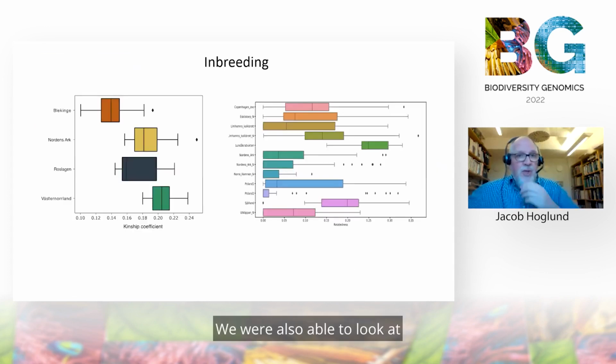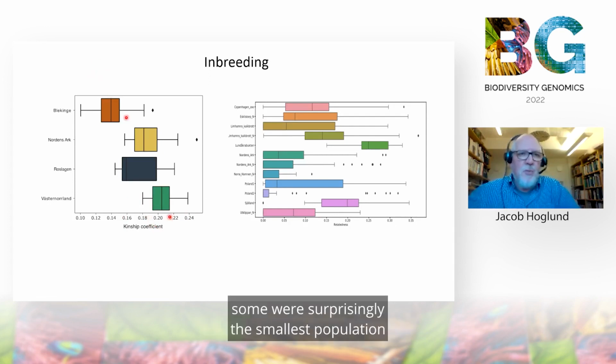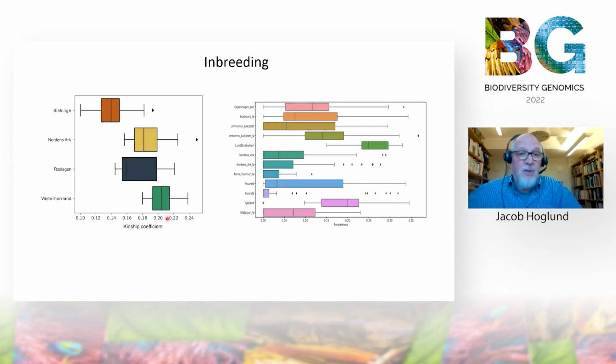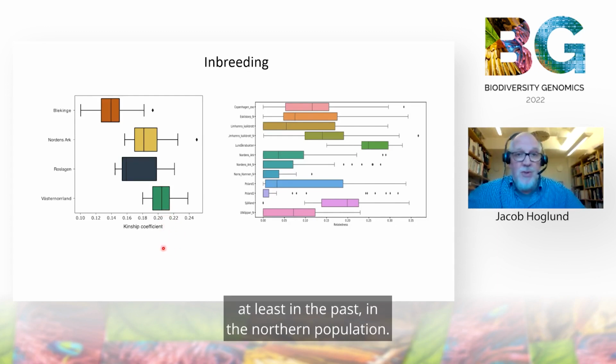We were also able to look at crude estimates of inbreeding. In the case of the butterfly, we calculated kinship coefficients. And here you see that, somewhat surprisingly, the smallest population in terms of number of butterflies actually had the lowest inbreeding coefficient estimates, whereas the northern population, that is at present the largest, actually had the largest kinship coefficients, indicating higher degrees of inbreeding, at least in the past in the northern population.